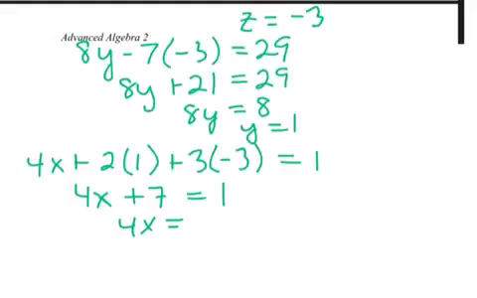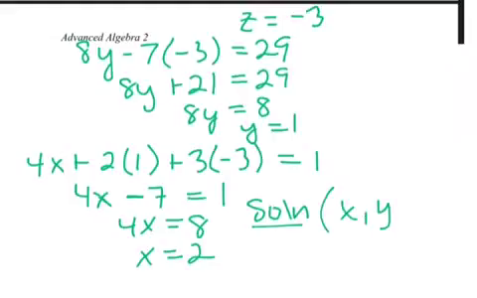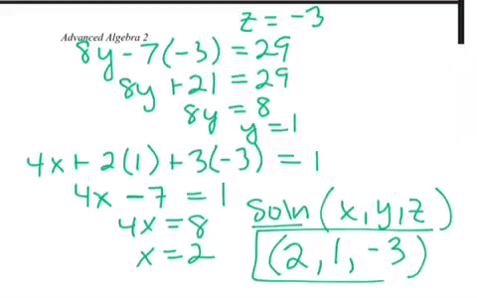Or that should be minus 7, sorry. Negative 9 plus 2. And that's going to give me 8, so x equals 2. So my answer I write in x, comma, y, comma, z. So for this one it's 2, comma, 1, comma, negative 3.